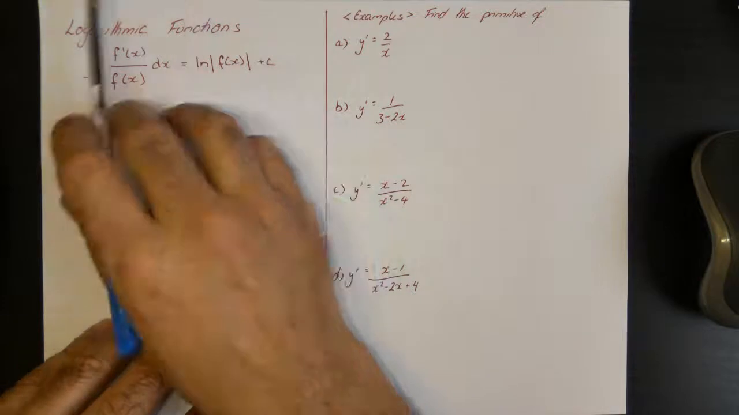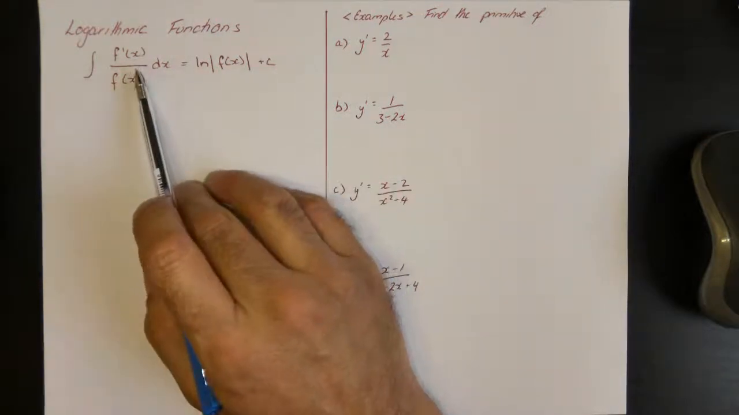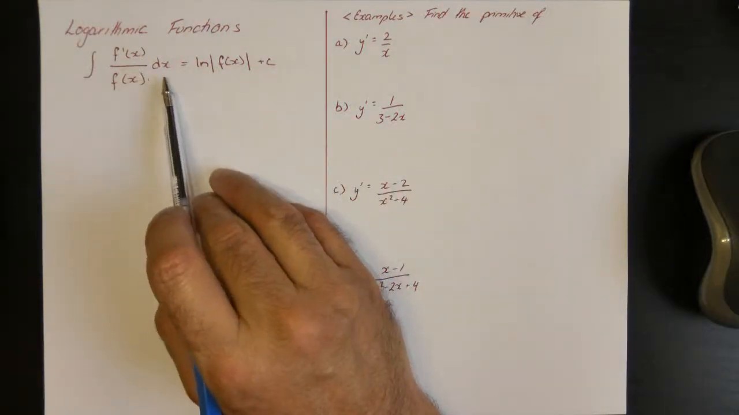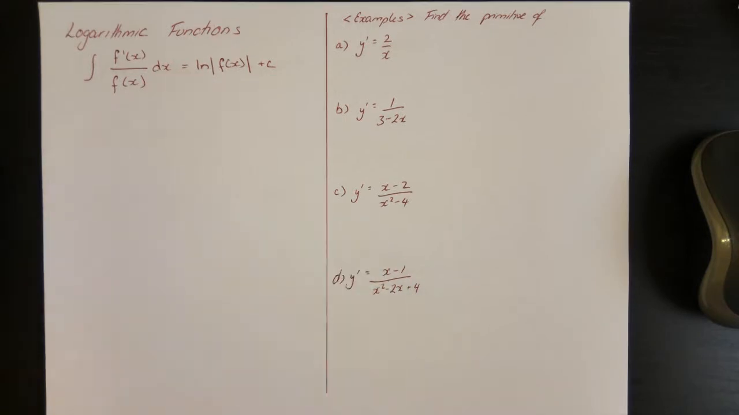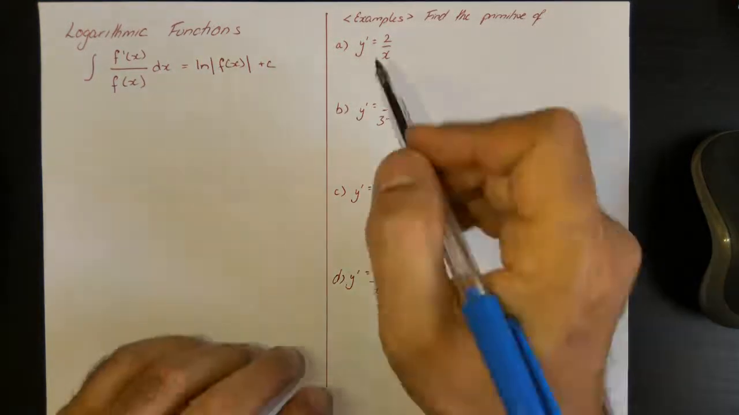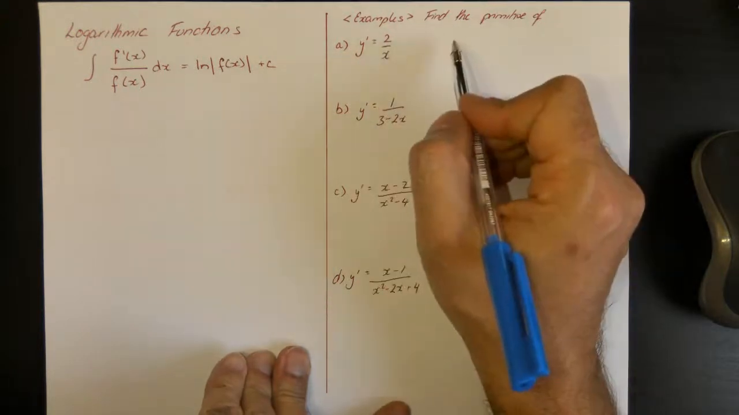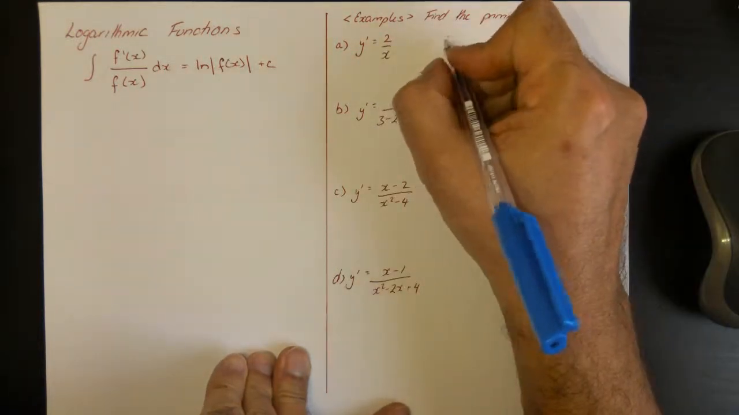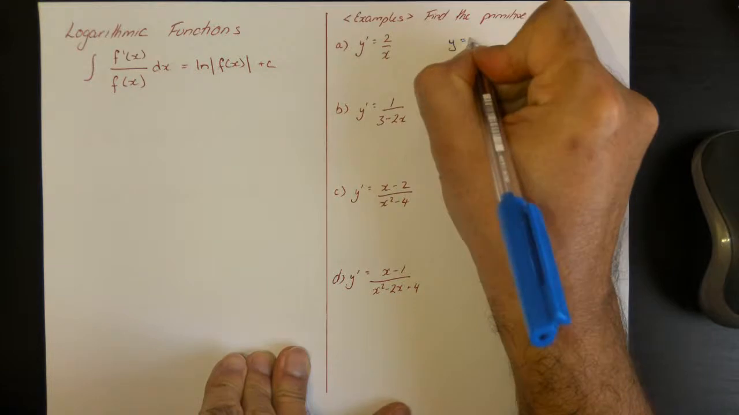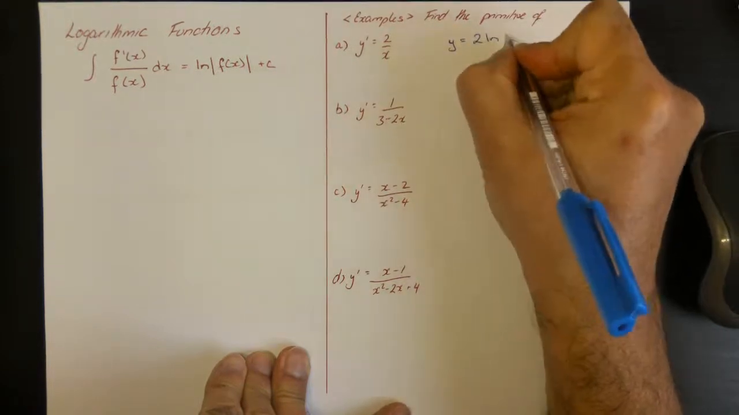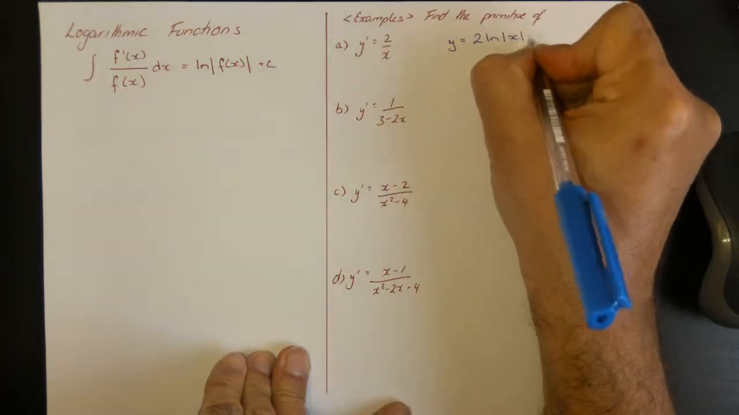What about logarithmic functions? So there's the rule. f dash of x over f of x dx is log f of x plus c. Okay. So if I've got y dash equals 2 over x, well, that's like 2 lots of 1 over x. So I need to compensate for that. So that's going to be 2 log of x plus c.